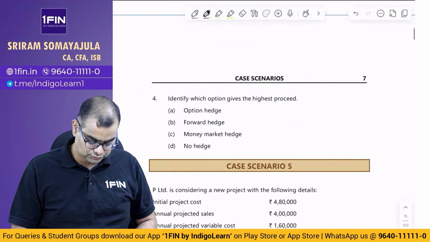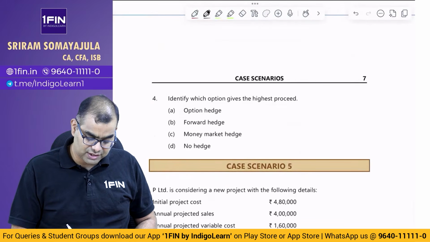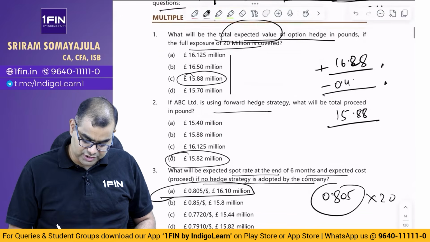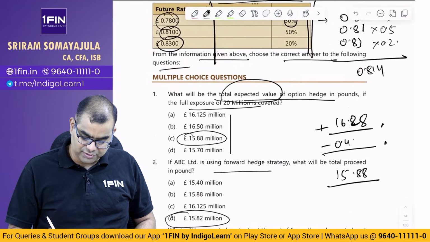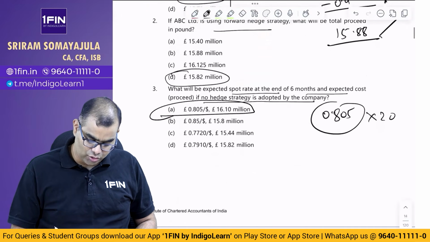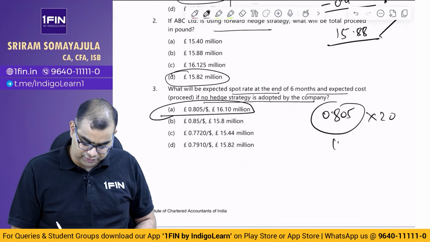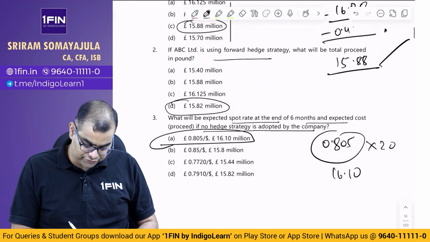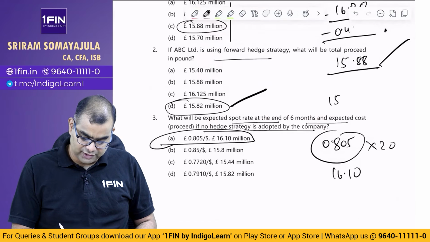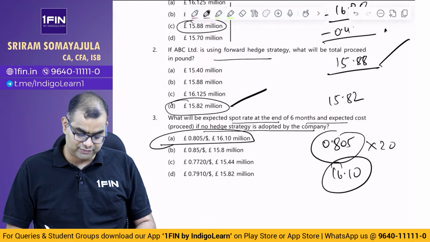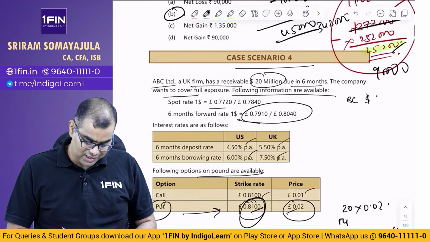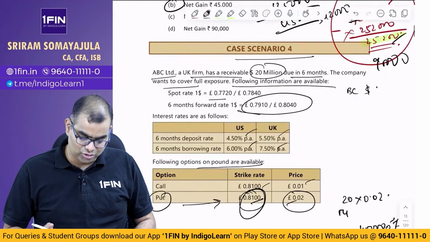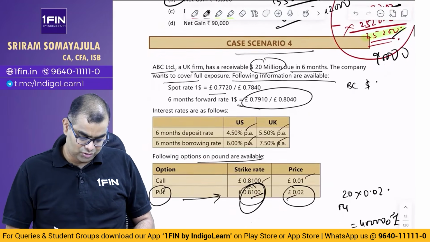Then identify which option gives the highest proceeds. So now if you see this, if you go with the option, you get 15.88. If you go with the forward hedge, you get 15.82. If you go with no hedge, it is 16.1. Correct only, no? These are three options. Now, why do this deposit rate? They are not required.